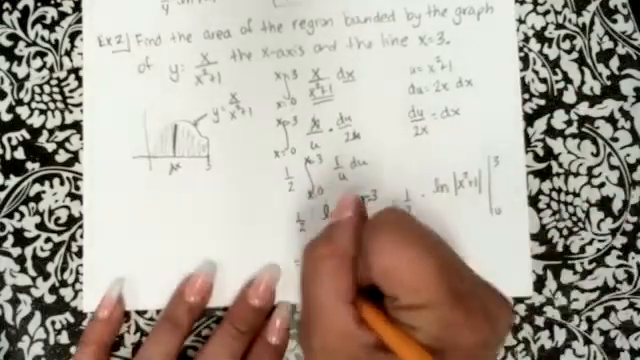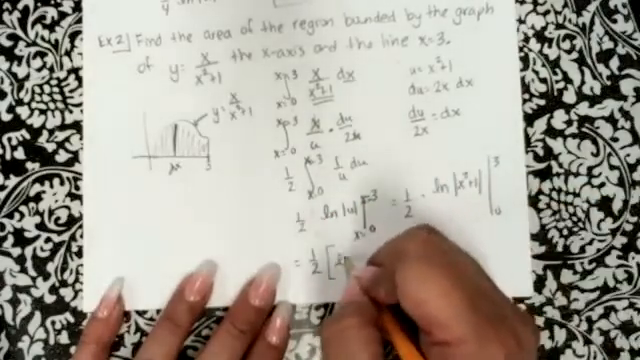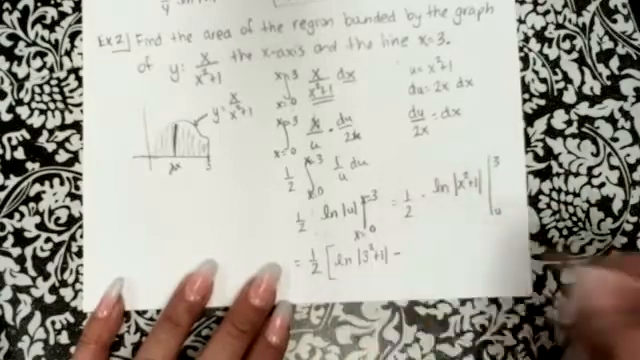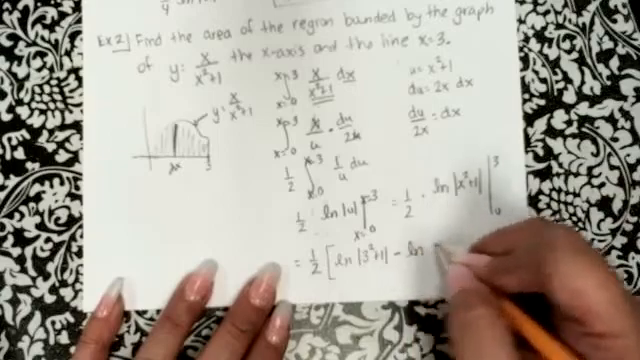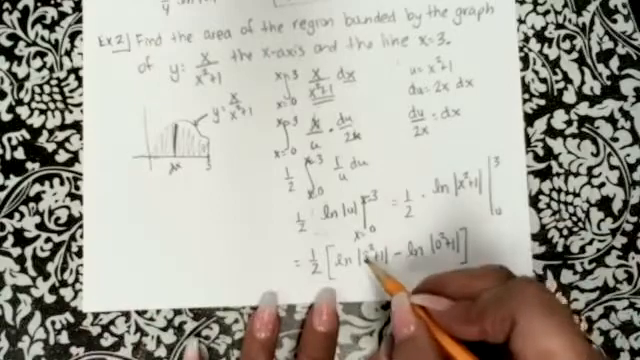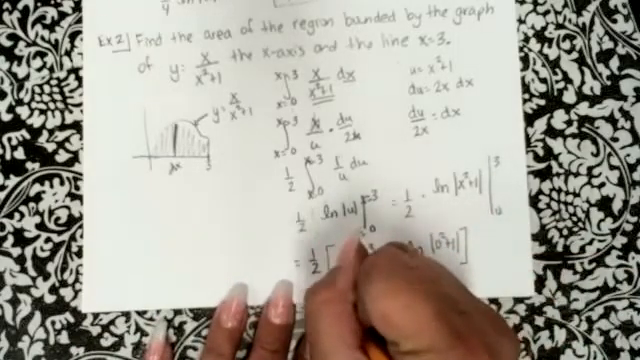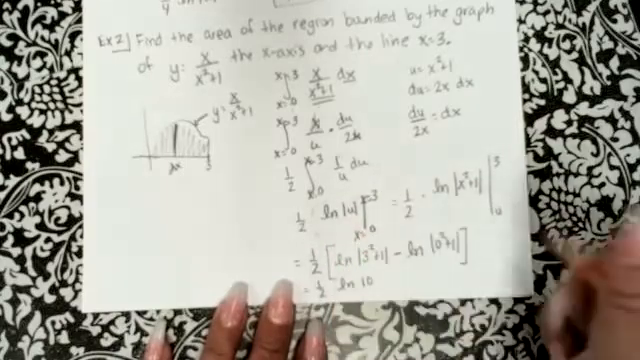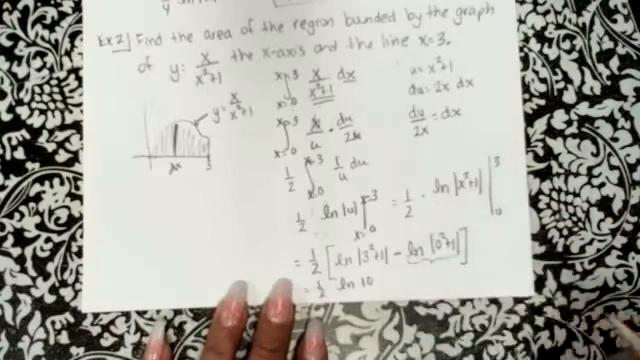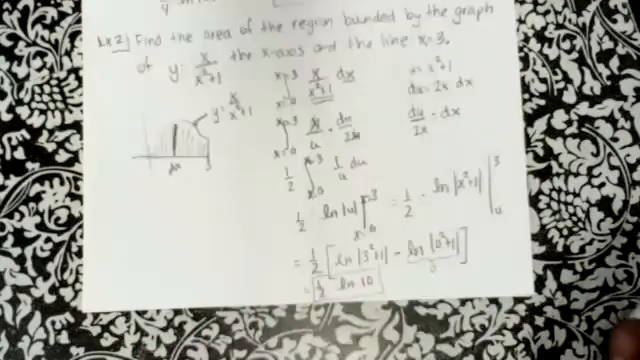So now this is going to be a 1/2. Now here, this is going to be a natural log. I'm going to plug in the upper bound. That's going to be a 3 squared plus 1. Minus, now I'm going to plug in the 0, natural log of 0 squared plus 1. That's going to be 9 plus 1, which is a 10. So then this is going to be a 1/2 natural log of 10. And then this is going to be 0 squared plus 1. If you know the natural log of 1, that actually equals 0. So I don't even need to put that.